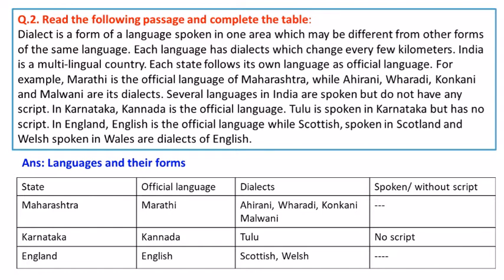Spoken or without script, that box is empty because in the paragraph that information is not provided about Maharashtra. Then the second one is Karnataka. The official language of Karnataka is Kannada, a dialect is Tulu, and no script is for the Tulu language. And the last one is England. Official language of England is English. Then dialects of England are Scottish and Welsh. And once again, spoken or without script, this box is also empty. In this way, you can make a table.